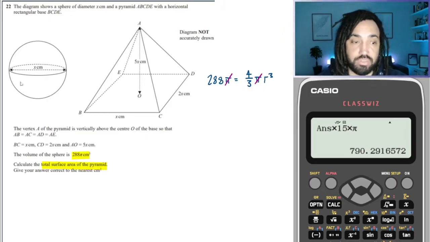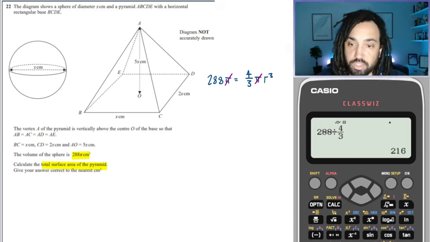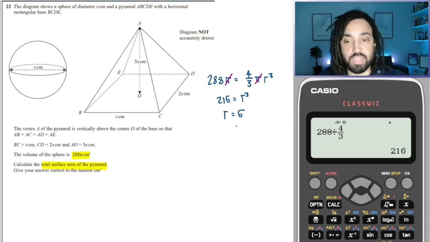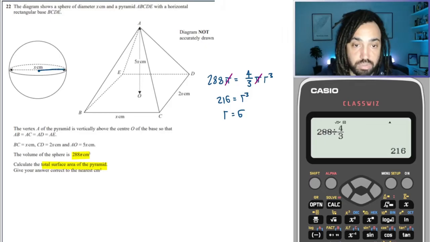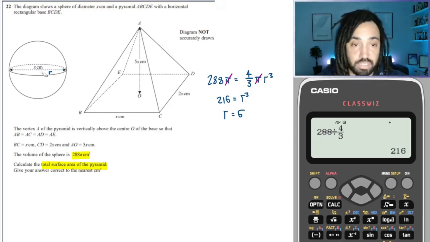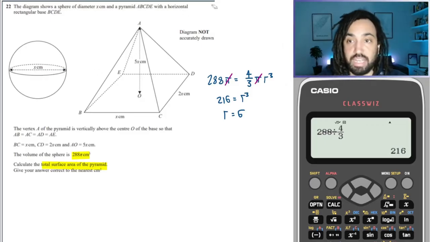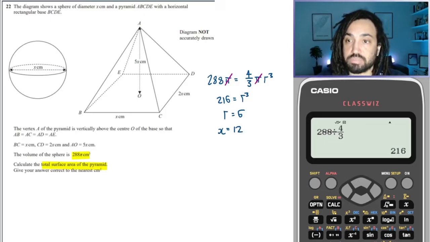And we can also divide both sides by 4/3. So we can do this, like so. Lovely cube number. So it gives us 216 is equal to r cubed. So r is equal to 6 by cube rooting. But careful though, because r is of course the radius, and they've labelled x as the diameter. So in fact, x is going to be twice r, so x is going to be 12.